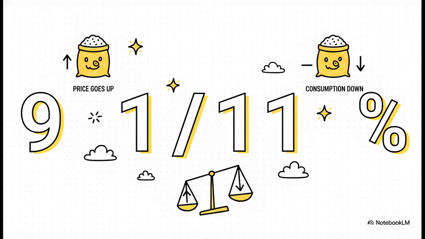And the result is 9 and 1/11%. That is exactly how much your rice consumption must drop to perfectly balance out a 10% price hike. Again, look at that asymmetry. Prices go up by 10%, but you only drop consumption by a little over 9% to keep your budget flat. Pretty fascinating how these numbers interact, right?